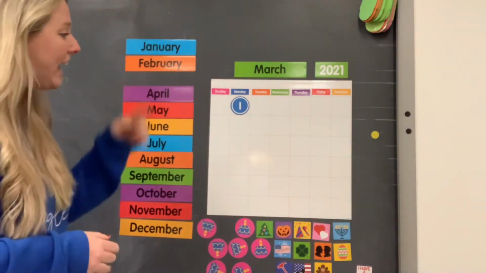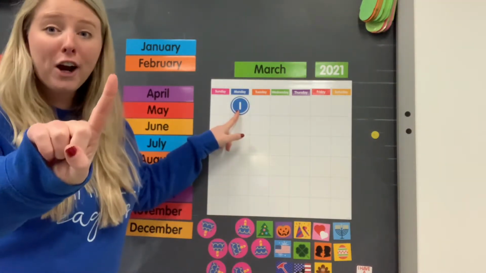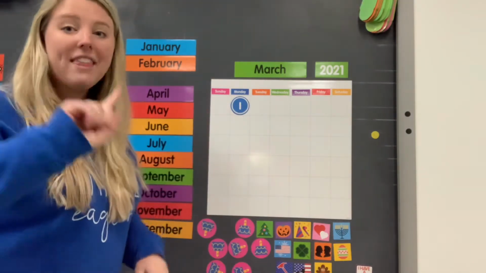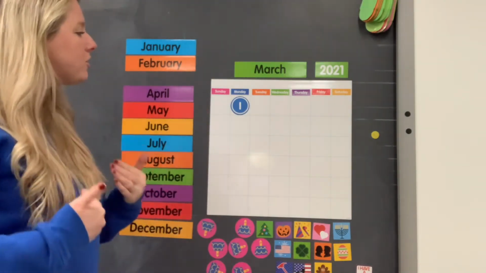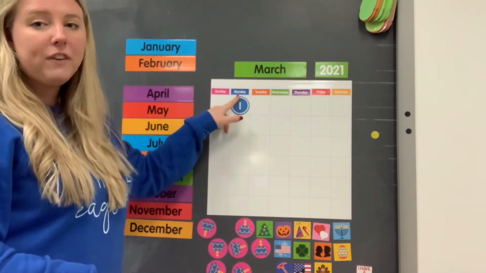So today is March the, what's this number? The first. This is the number one. That means the first. Today is March the first. All right, take your pointer finger with me. Point to one. Slide your finger up.